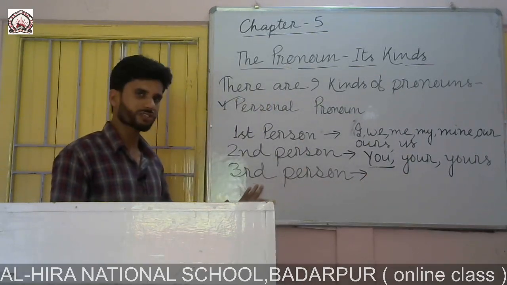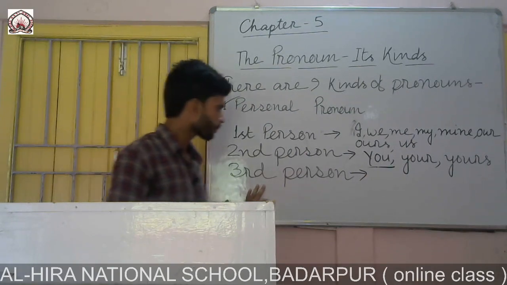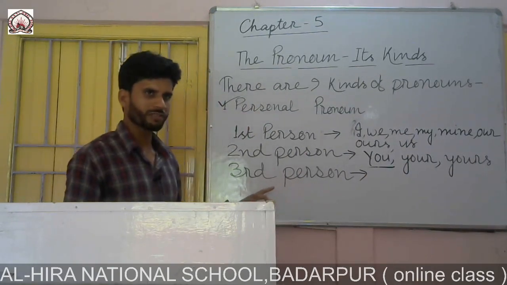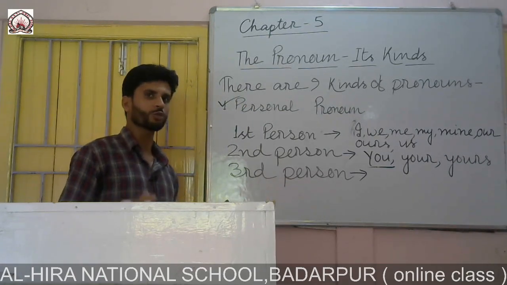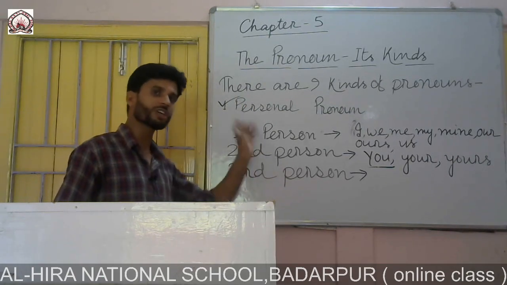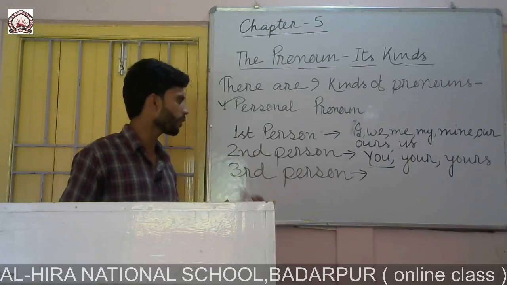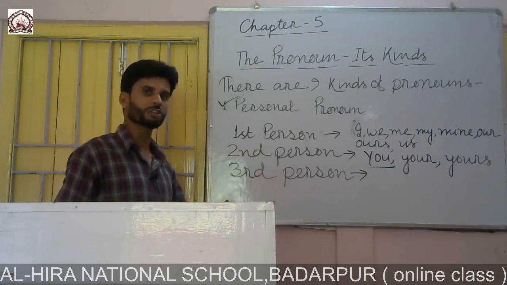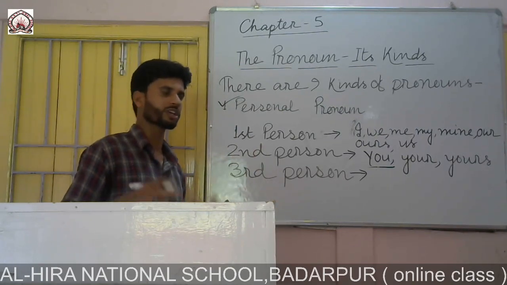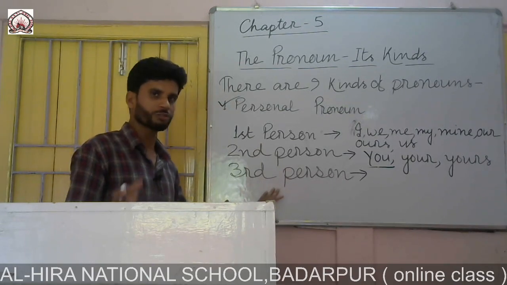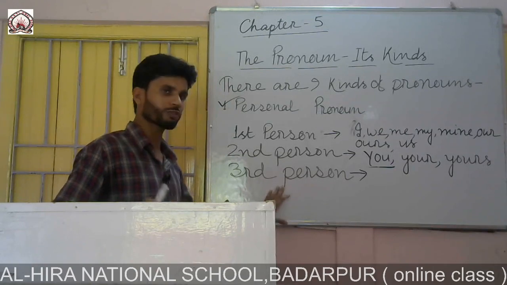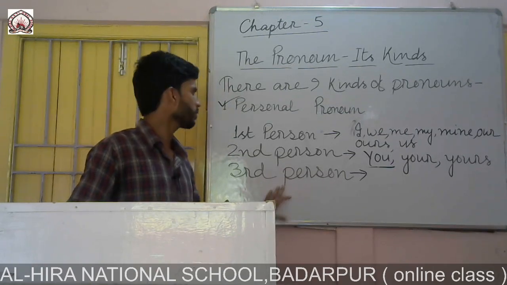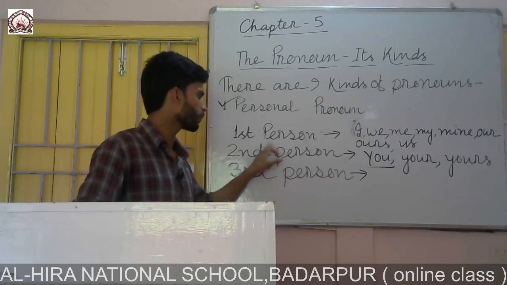Then the next and the last one is third person. Third person is the person about whom the first person is talking or speaking. Third person is not the person the first person is speaking to, it is the person about whom the first person is talking.